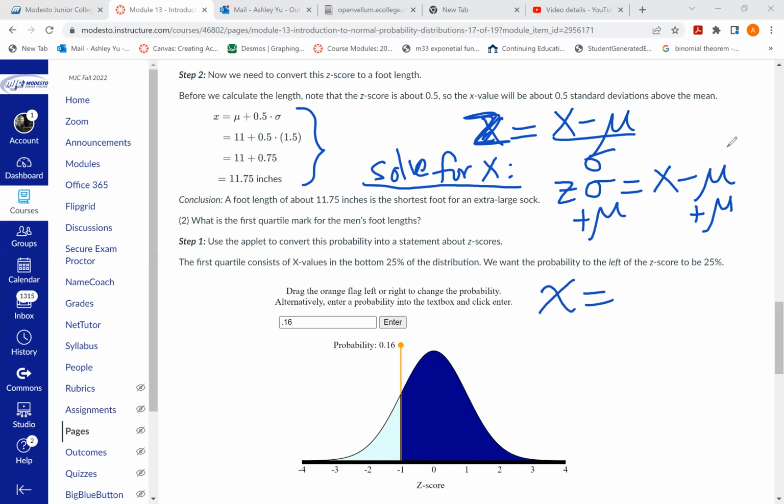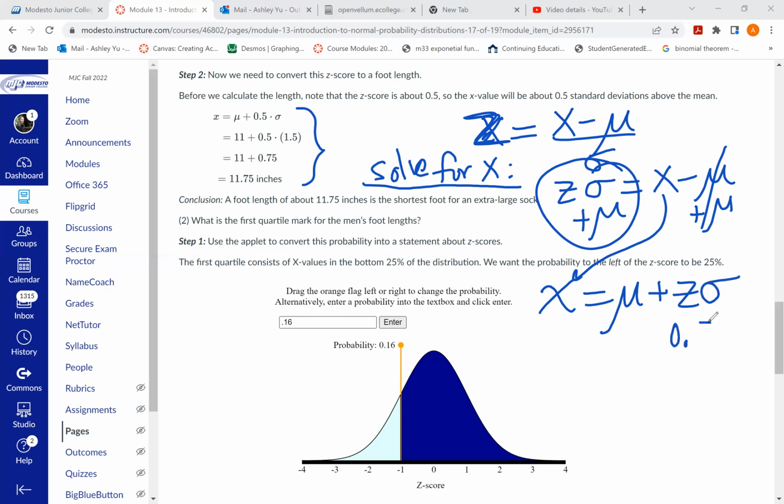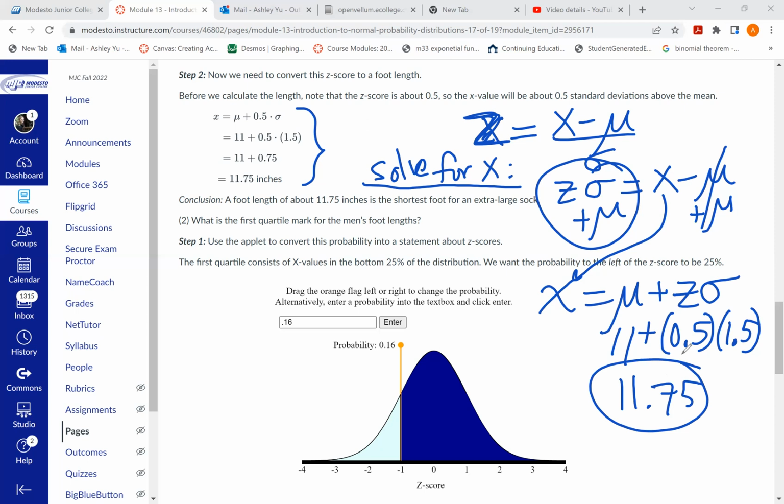Our x will be, now that it's all by itself, mu plus z times the standard deviation. The z that we got was 0.5 if we round it, the standard deviation is 1.5, and mu is 11. So that should be our x value. Now, finally, we got it: 11.75 inches. What's 0.5 times 1.5, and then add 11 to that. So in conclusion, a foot length of about 11.75 inches is the shortest foot that an extra large sock will fit.